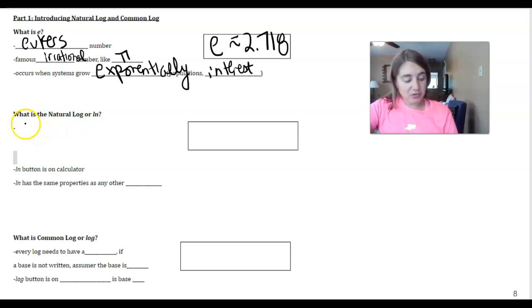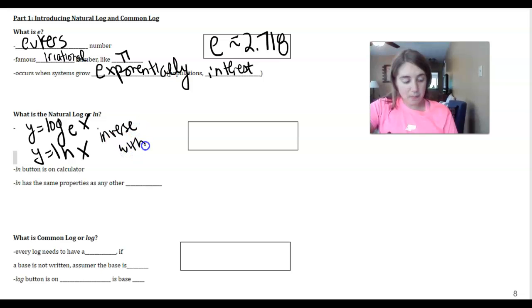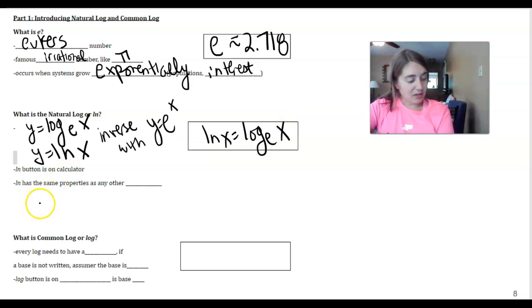What is ln, or natural log? It's this idea of y equals log base e of x. We would just write that as ln of x. It's the inverse of y equals e to the x. So ln of x is the same as log base e of x. You should see an ln button on your calculator, and it has the same properties as any other logarithm.